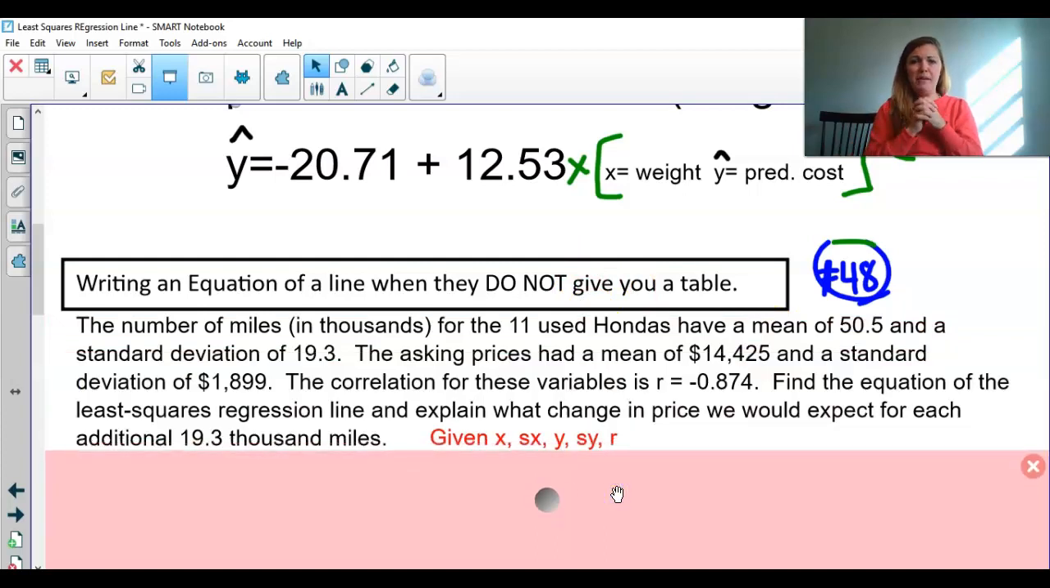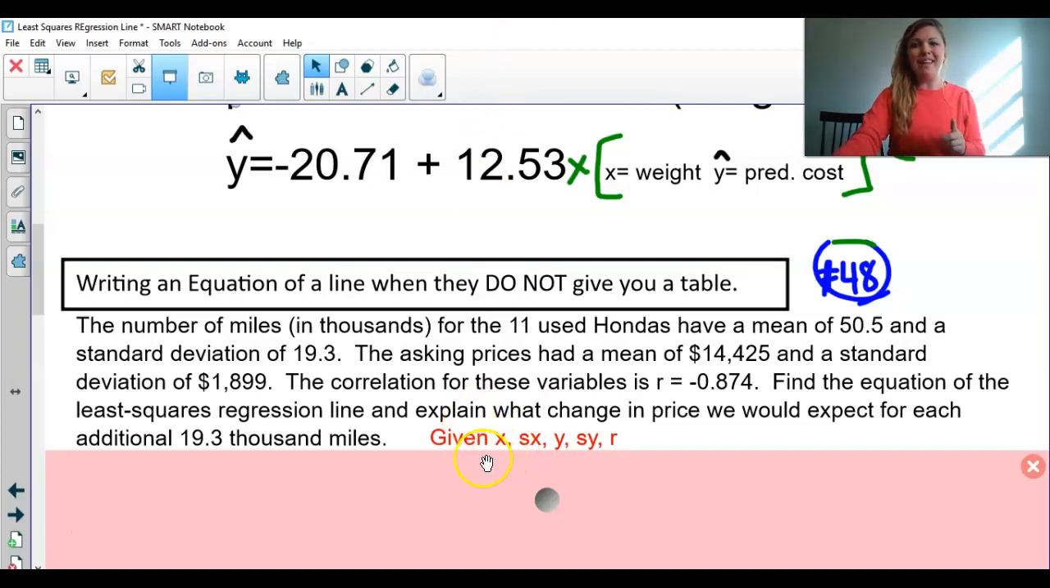Let's go through this now. The number of miles in thousands for the 11 used Hondas have a mean of 50.5 and a standard deviation of 19.3. The asking prices had a mean of 14,425 and a standard deviation of 1,899. The correlation for these variables is r equal to negative 0.874. Find the equation of the least squares regression line and explain what change in price we would expect for each additional 19.3 thousand miles.